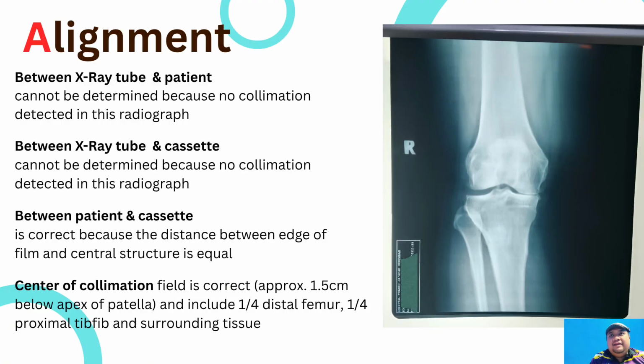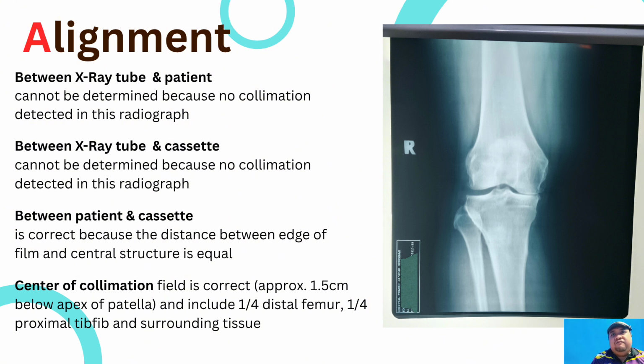Alignment. Okay, we look at the alignment. The alignment refers to how well the X-ray tube, patient, and image receptor are lined up. In this image, we evaluate alignment based on three key relationships. The first is the relationship between X-ray tube and patient.